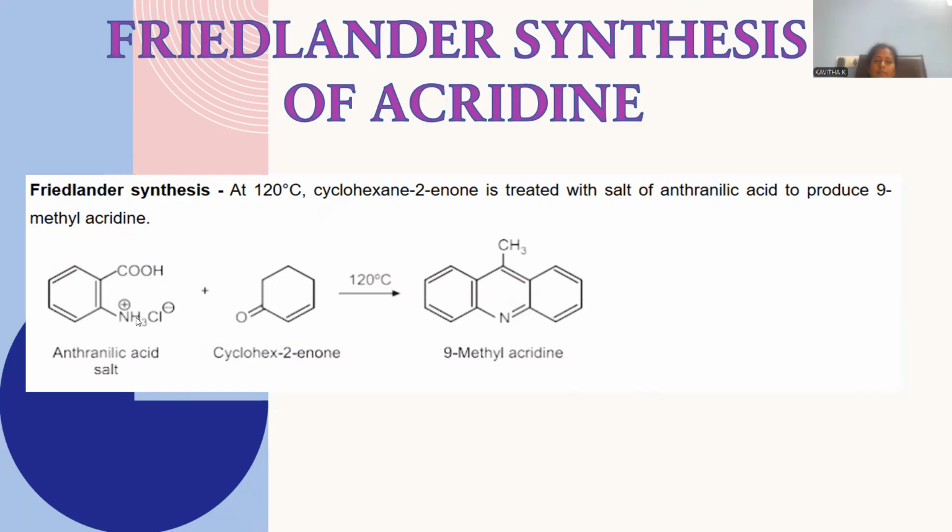That iminium intermediate will be originated. Later it will go through ring dehydration cyclization as well. And further oxidation gives rise to the final product, that is acridine, 9-methyl acridine, as the final product. This is the way we go with the cyclohexenone being treated with this anthranilic acid salt, giving rise to this 9-methyl acridine as the final product.